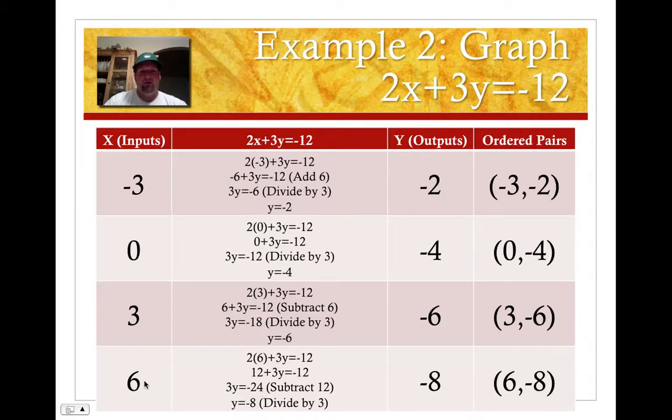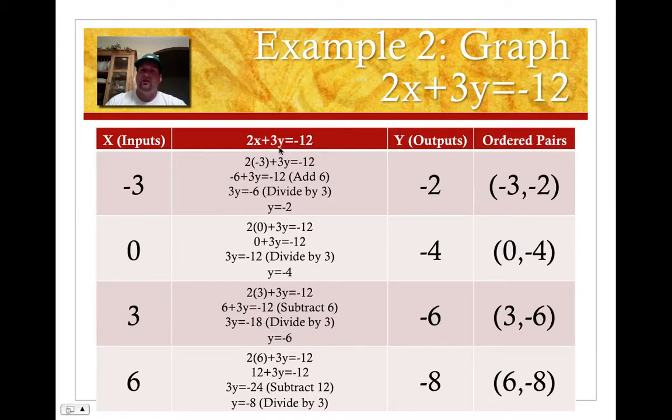Okay, last point here, 6. 2 times 6 gives me 12. Okay, 12 plus 3y equals -12. Got to get rid of the 12, so I subtract 12 from both sides. That leaves me with 3y equals -24. -12 minus 12 is -24. Last but not least, again, divide by 3 on both sides to keep it balanced. -24 divided by 3 gives me a -8. Input 6, output -8, ordered pair 6, -8.